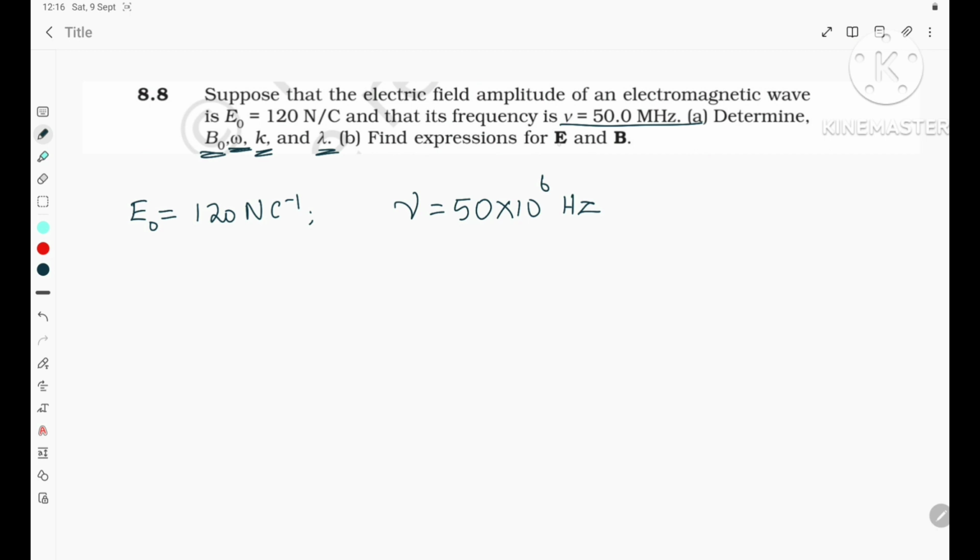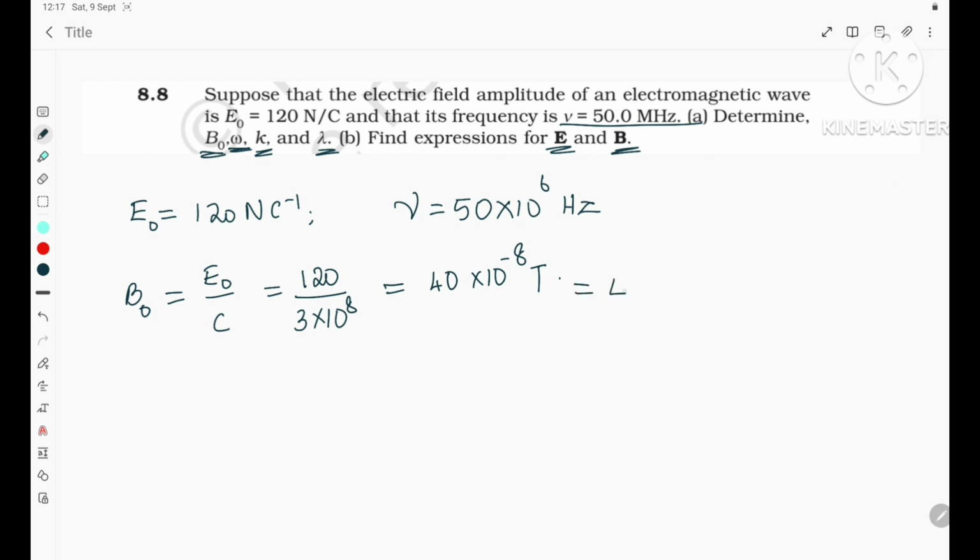So one by one we will calculate, and then we have to find the expression for E vector and B vector, right? So what is B naught? Just now we saw one formula: C is equal to E naught by B naught. So B naught will be equal to E naught divided by C. Okay, how much is that? 120 divided by 3 into 10 to the power 8. So that will be equal to 40 into 10 to the power minus 8 Tesla, right? So from this we can also write it like 4 into 10 power minus 7 Tesla, right?